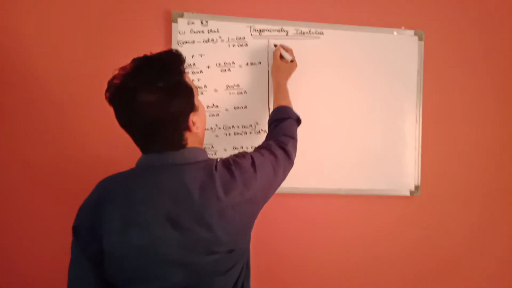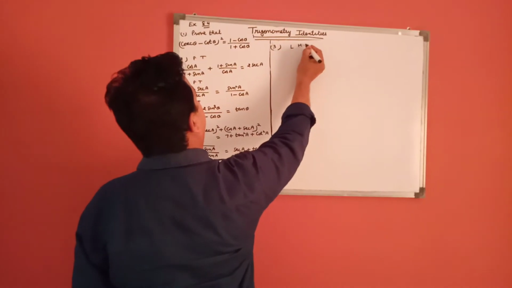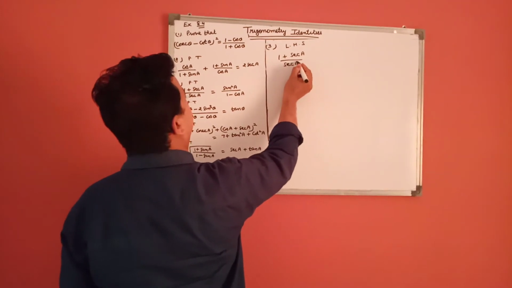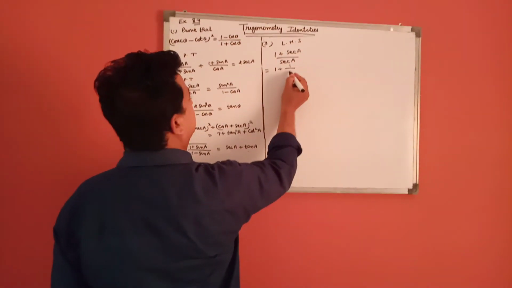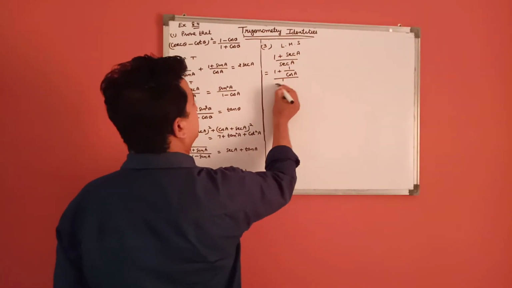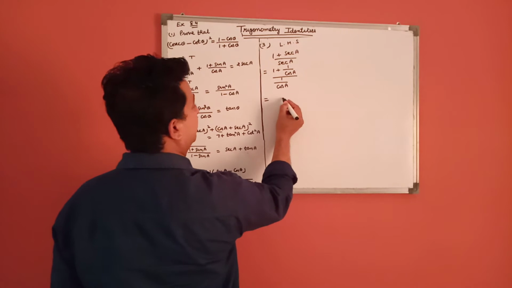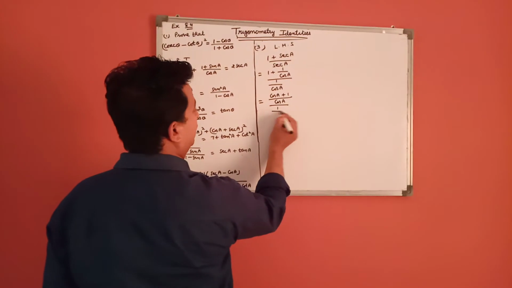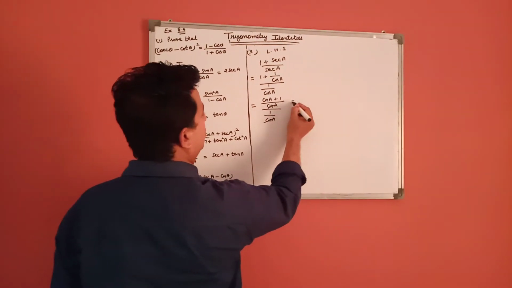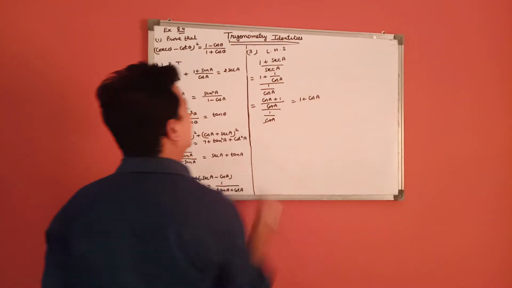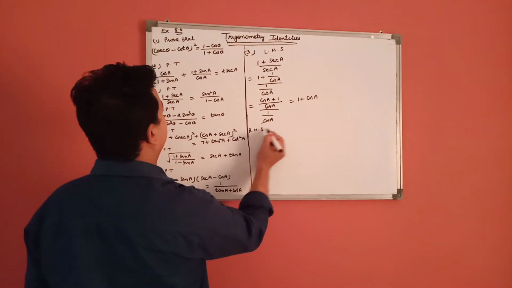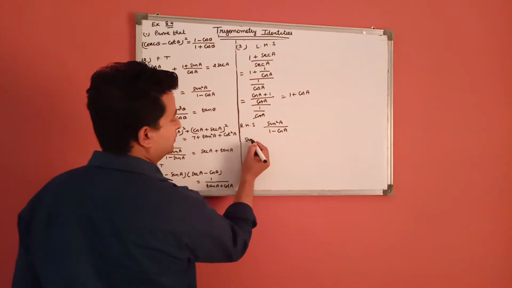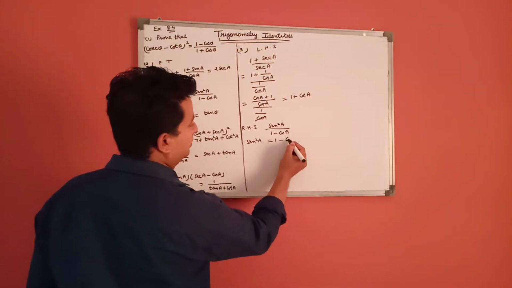In question number 3, the left hand side is (1 plus secant A) upon secant A. As we know, secant is the reciprocal of cos. This becomes 1 by cos. When we take LCM, that's (cos A plus 1) over cos A. These cancel out. So the left hand side becomes 1 plus cos A. In this question, we take the right hand side also. 1 minus cos A. As we know, sin square A equal to 1 minus cos square A.